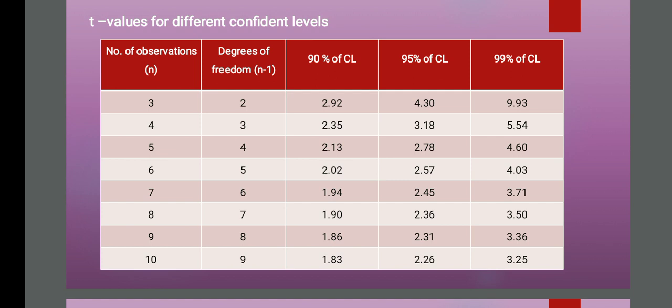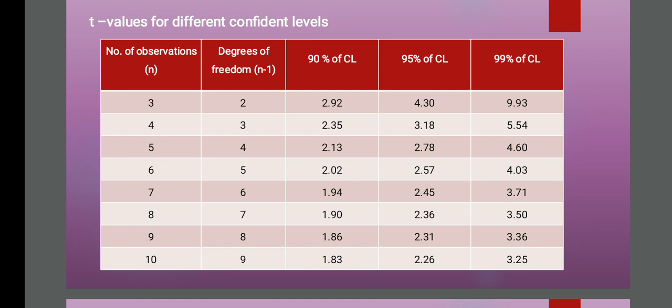This table is a standard one, given already. In this table we have the number of observations, degrees of freedom, 90% confidence level, 95% confidence level, and 99% confidence level. They have tested finally and given us a standard, as in the periodic table we have standard values. Similarly, this gives the t value for different confidence levels.